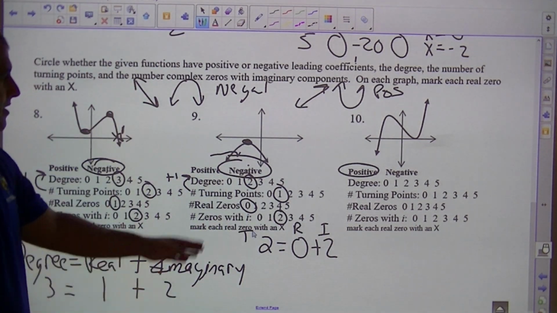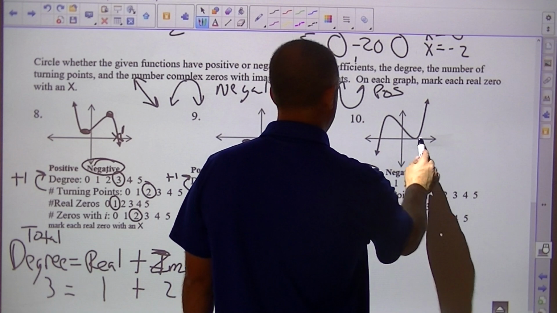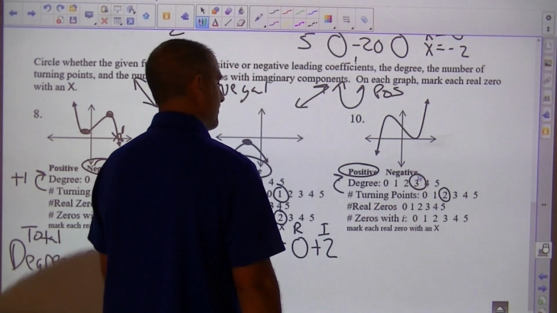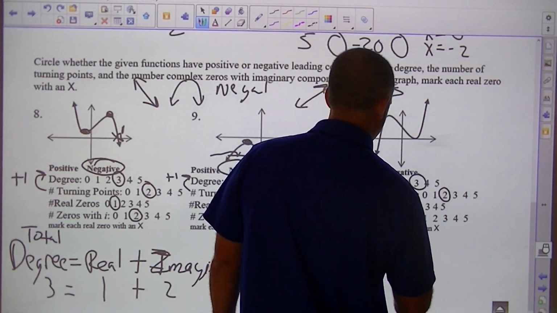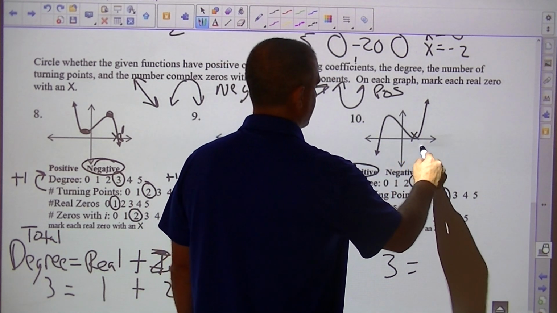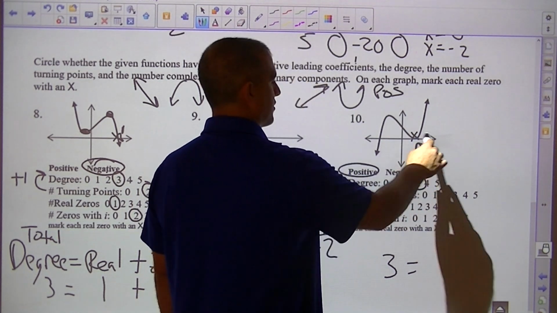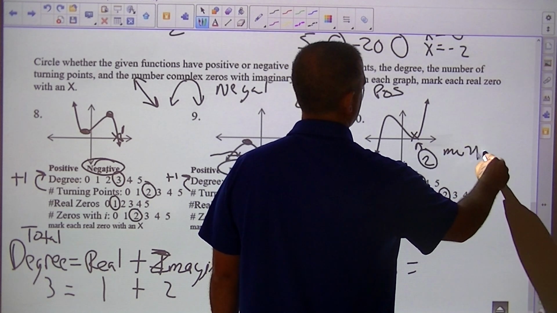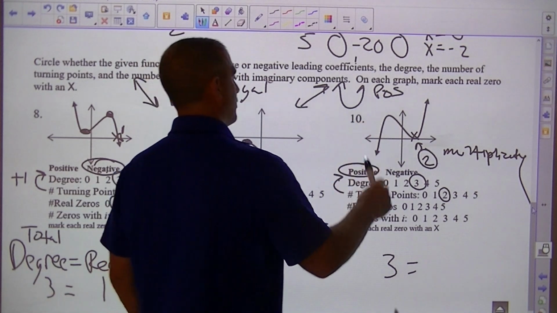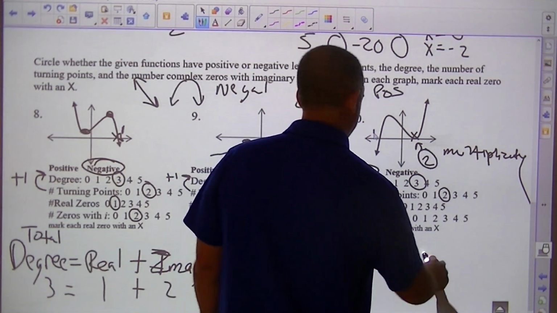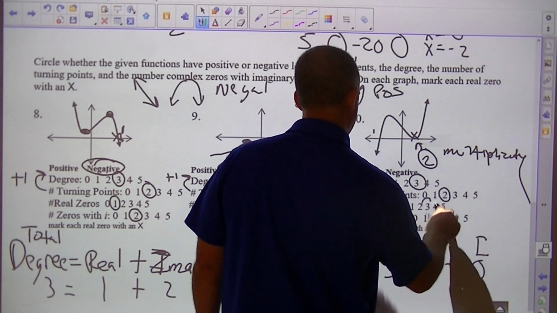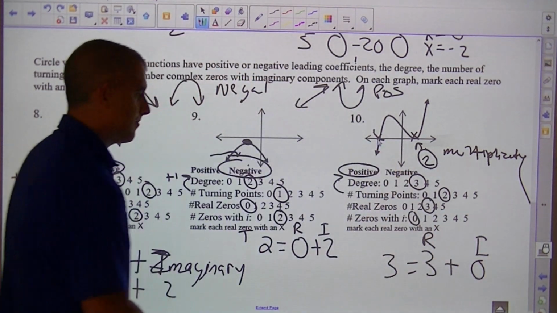Okay? Now on this one, okay, I've got 1, 2 turn points. That means when I go to the degree, it would be 3. Okay? Now, so I've got a degree of 3. Alright? Now, this counts for, you see how it touches and goes? This counts for 2. Okay? It's called multiplicity. Okay? Counts for 2. This is 1. So I have 3 total for real. That means I'd have 0 i's. So 3, 0. Okay?